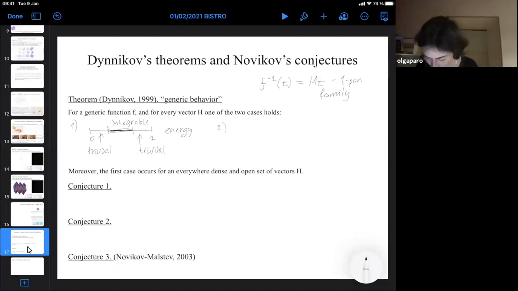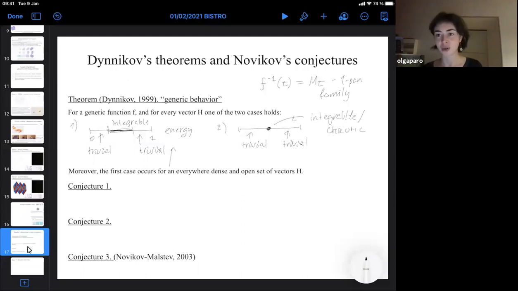And the second case is when this segment becomes 1 point. So we have trivial behavior here, trivial behavior as well here. And here we can have either integrable behavior or chaotic behavior. And moreover, the first case occurs for a generic and open set of vectors h, almost always. So you see that there is a codimension 1 space in which we can hope for chaotic behavior. The question which is still open is to understand the structure of this set where chaotic behavior is possible.